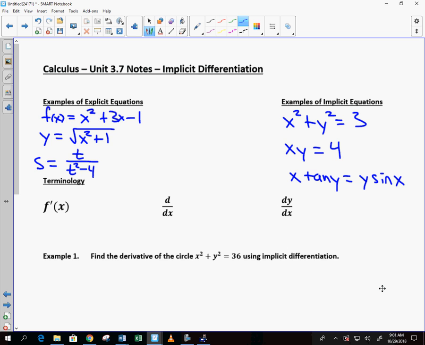This is explicit because it's a variable equals, variable equals, variable equals. It's solved for the variable. Whereas here, it's not solved for the variable. What is x or what is y? What is x, what is y? Not stated. Question.